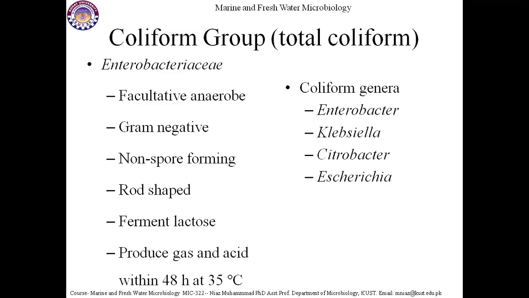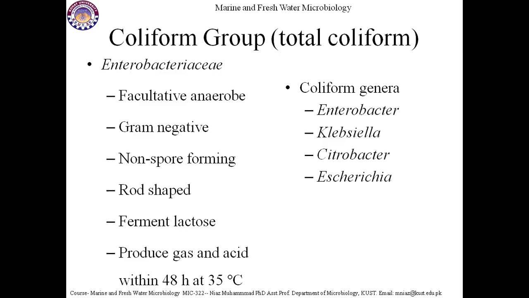Coliform genera include Enterobacter, Klebsiella, Citrobacter, and Escherichia coli, which is normally called E. coli. These are total coliforms, and the coliform group is considered as the indicator group. If any member of coliform is present in a water sample, it means pathogens may be present. If coliforms are not present, it means no pathogenic microorganism is present. Why? Because coliforms are huge in number. These can be detected in a water sample.